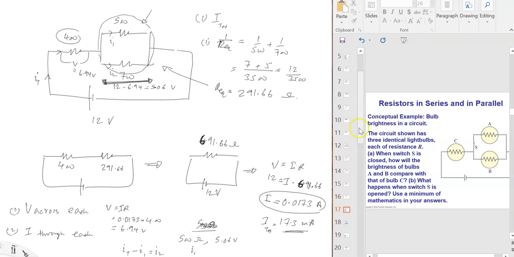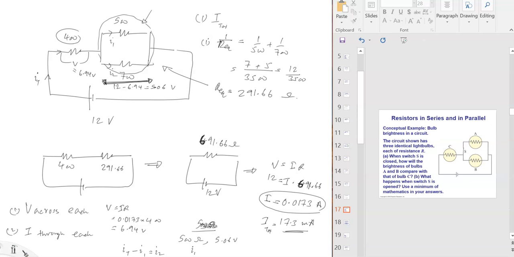Conceptual example, bulb brightness in a circuit. Let me make it a little smaller. The circuit shown has three identical light bulbs, each of resistance R. When switch S is closed, okay, so there is a switch here. I don't know whether you can see it. Yes, it's a switch here. How will the brightness of the bulbs A and B compare with that of bulb C? What happens when switch S is open? Use a minimum of mathematics in your answer.